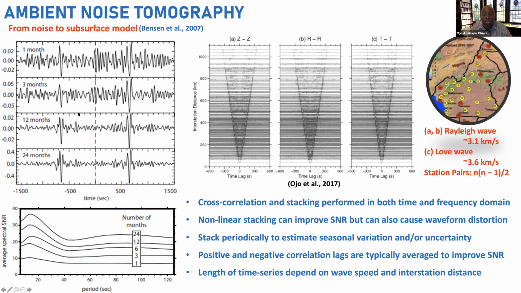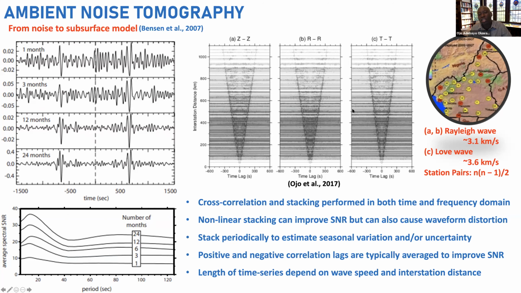You have to stack all of the cross correlations that you perform, and this is a process to enhance the signal to noise ratio. When you do that, you would see that as you increase the number of data sets that you include in the stacking, your surface waves become more defined and clearer. It's been shown that with more data, the signal to noise ratio of your cross correlation is much improved.